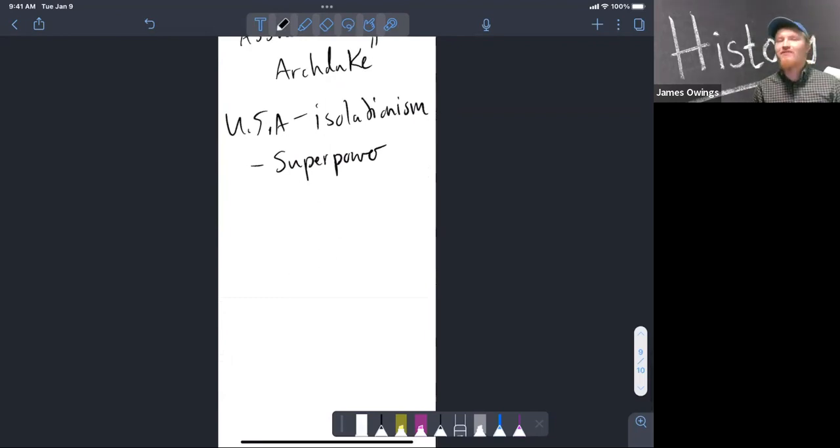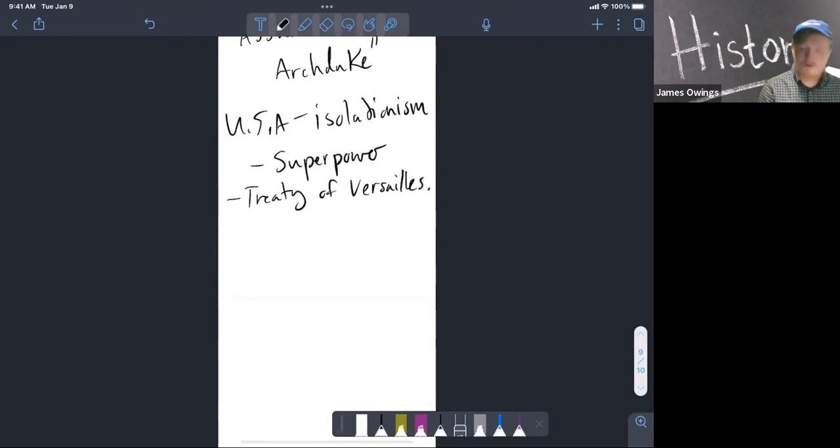The United States finally enters World War I at the very end of the war, kind of jumps in and stops everybody from fighting, ends the war because it's such a superpower and says, all right, we're not going to have this again. And so they go over to countries like Germany and they say, all right, you pay for all the damages. We called this the Treaty of Versailles. The Treaty of Versailles ends World War I.